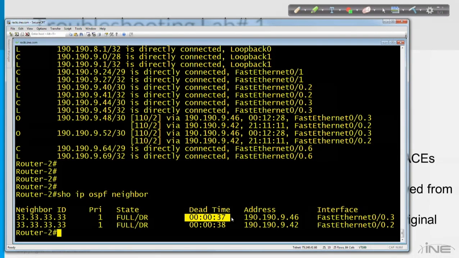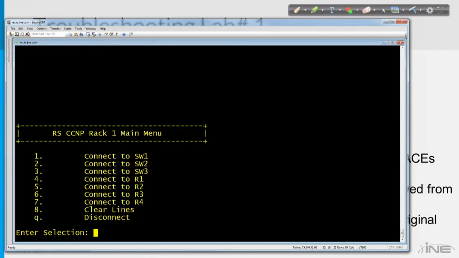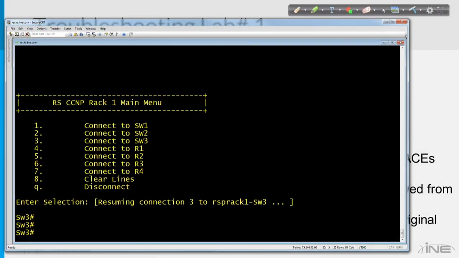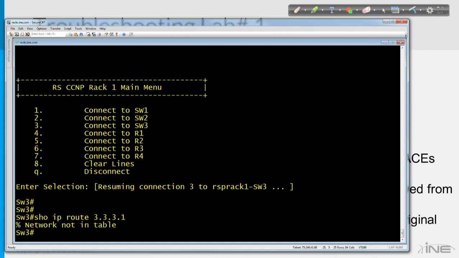Okay, so let's now go to .46 and .42. That is switch 3. So let me jump over to switch 3. And first of all, can I even ping? Let's just jump over to switch 3. Same thing, show IP route 3331. Network not in table. Okay, who does he have as OSPF neighbors?